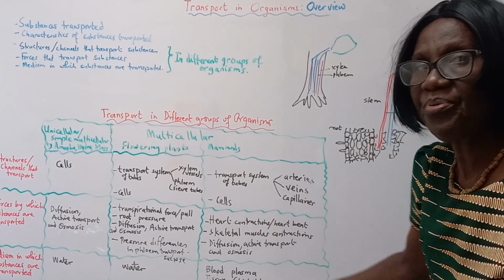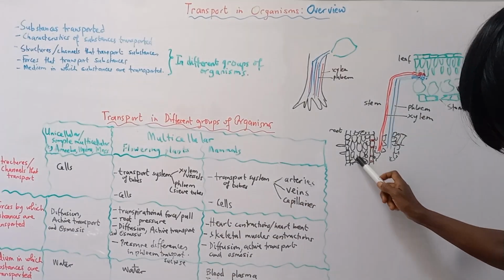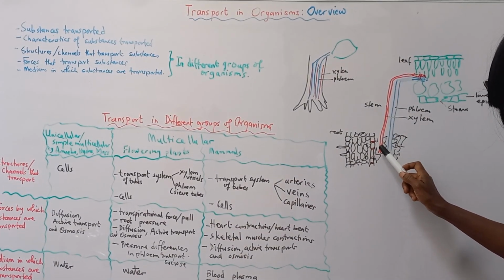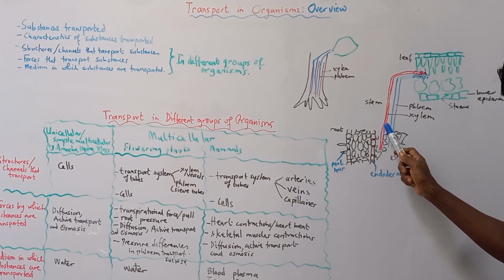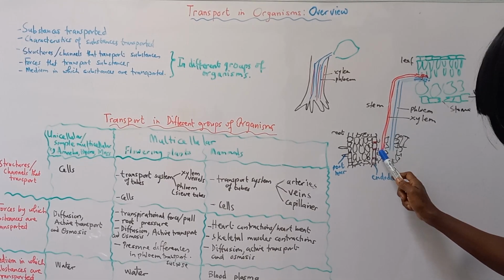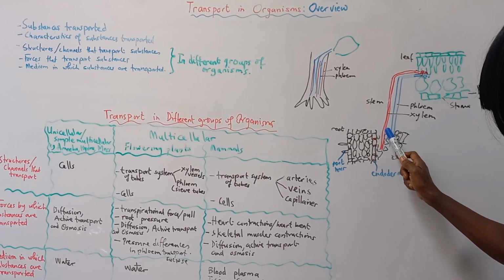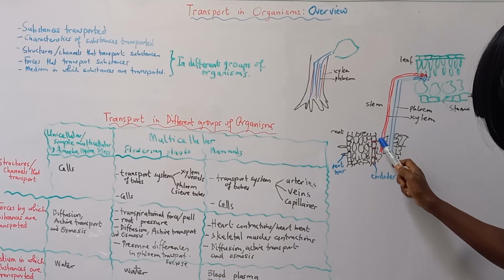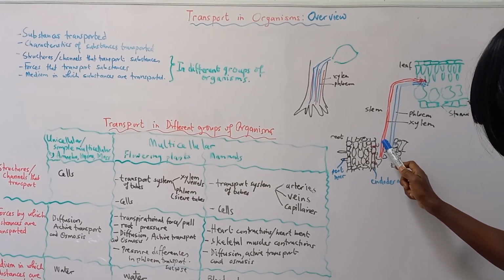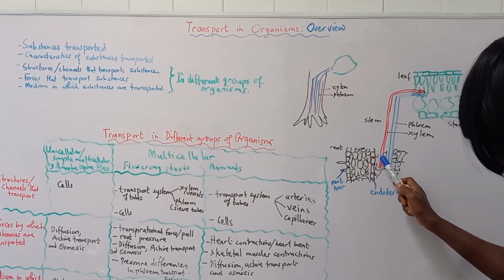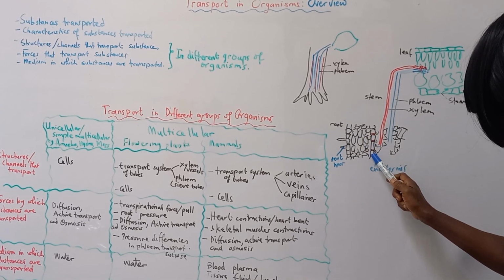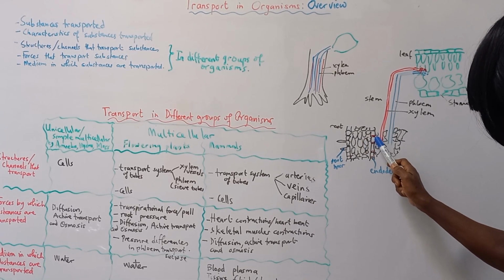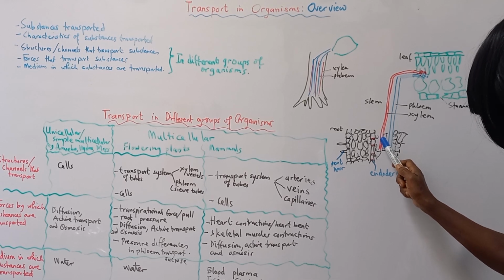Then we have root pressure. It's also a force that transports water and mineral salts from the roots. It moves water and mineral salts for a short distance in the xylem. What creates the force is a buildup of water in the xylem. The buildup results from the endodermis pushing salts actively into the xylem.